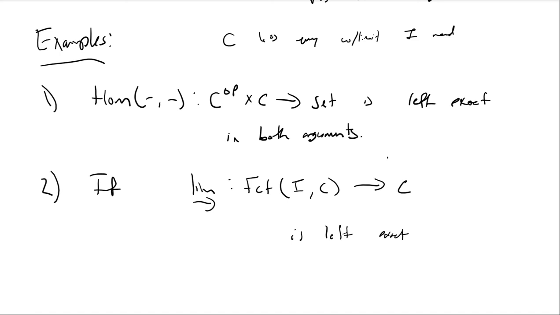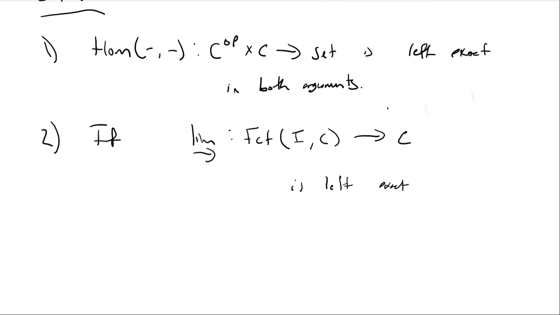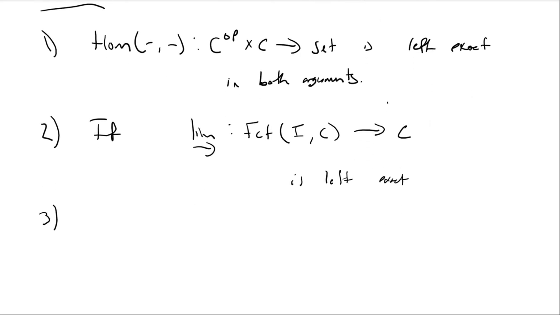So, through all of these things, I don't want to worry about this. I don't want to keep saying the same thing over and over again. So whenever I'm talking about limits of any type, I'm going to assume that C actually has those limits. Okay, so now we can continue. This one's very easy, which is just a small product of left exacts is left exact.